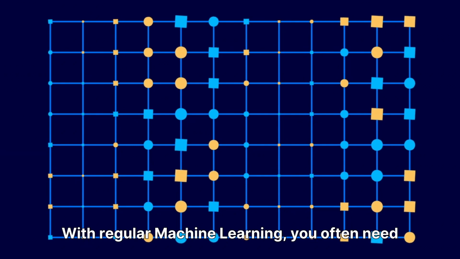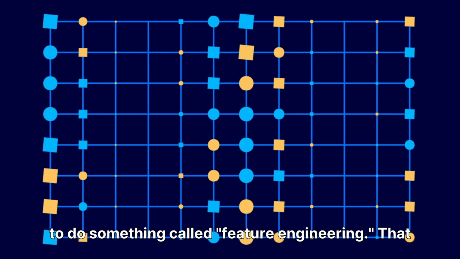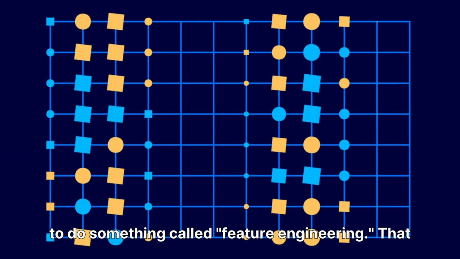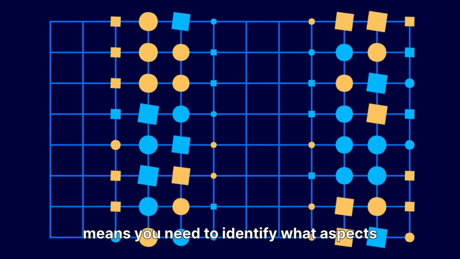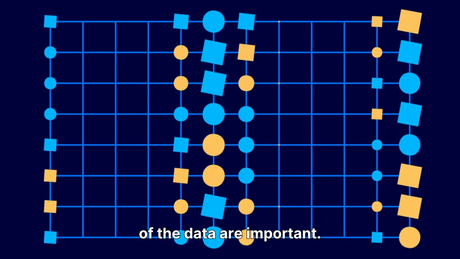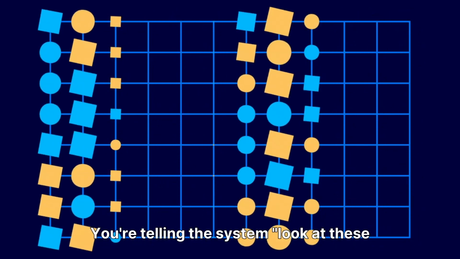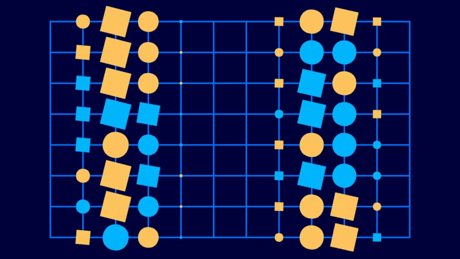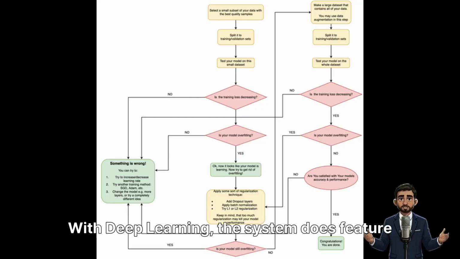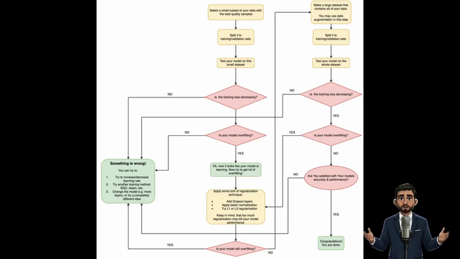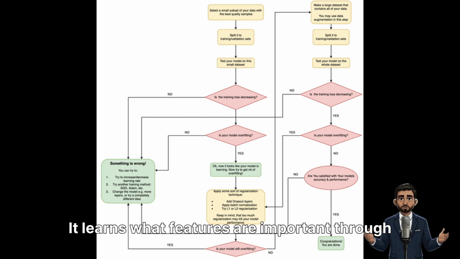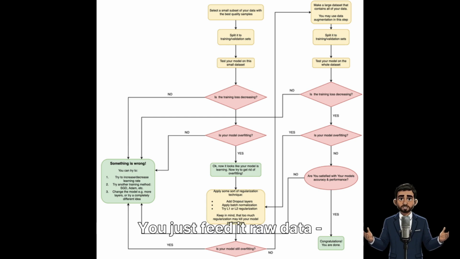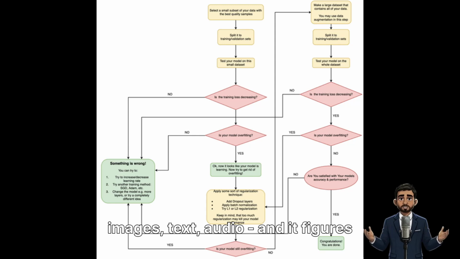This is a really important difference. With regular machine learning, you often need to do something called feature engineering. That means you need to identify what aspects of the data are important. You're telling the system, look at these specific things. With deep learning, the system does feature engineering for itself. It learns what features are important through the training process. You just feed it raw data, images, text, audio, and it figures out what matters.